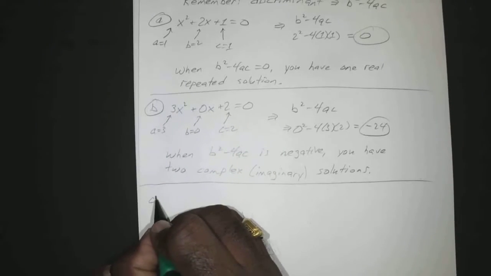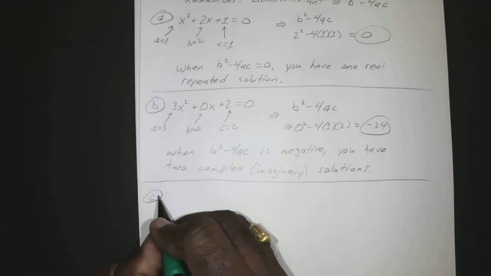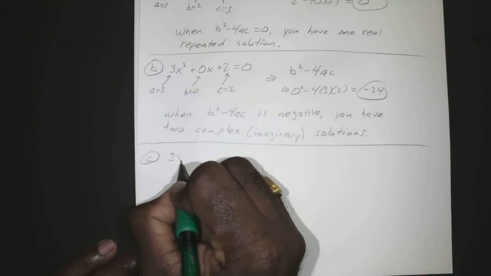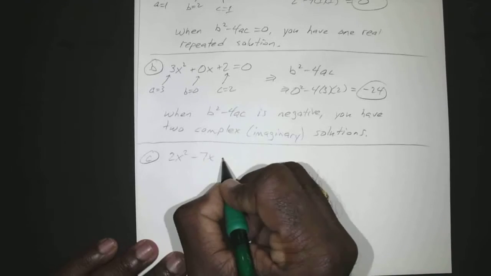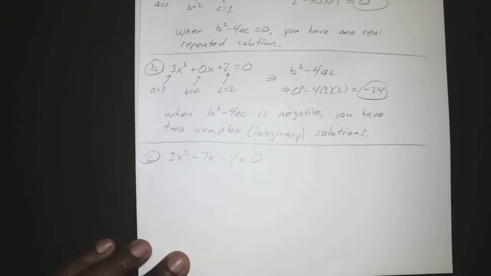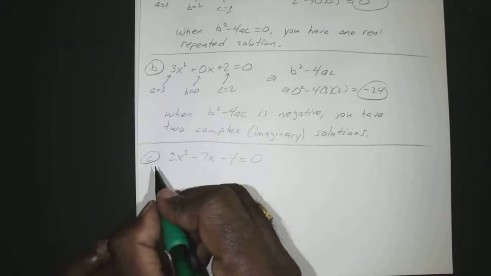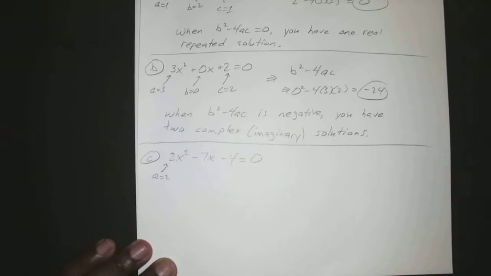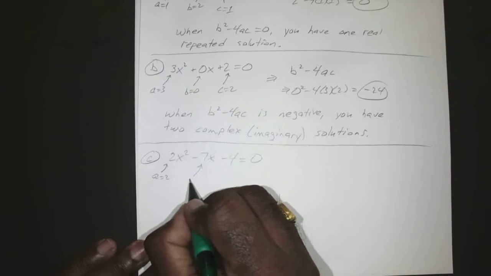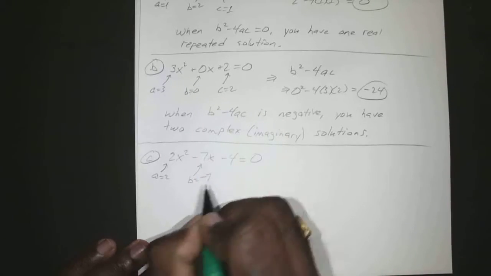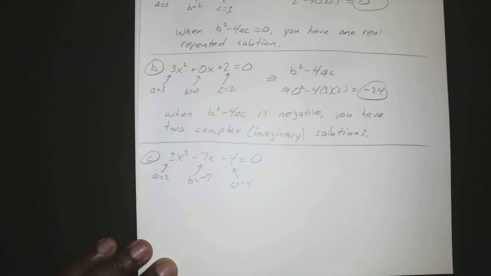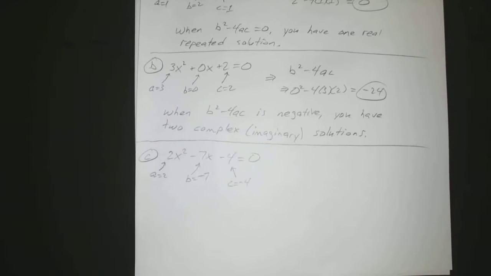All right, so for C, move that up a little bit. You have 2x squared minus 7x minus 4 equals 0. We know our A is equal to 2. We know our B is equal to -7. There we go. And our C is equal to -4. All right. And we just plug it in and see what we end up with.